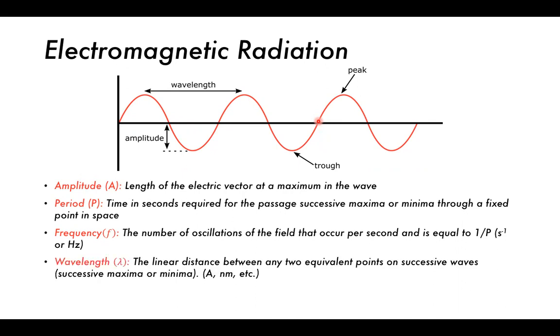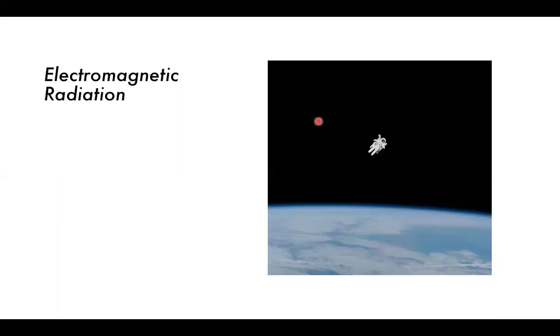So the wavelength is the linear distance between any two equivalent points on successive waves, successive maxima or minima. It actually doesn't even need to be the maxima or minima. It just needs to be the same point on the wave. And it's literally a distance. Then wave speed is given by this equation here, where velocity is equal to the frequency times the wavelength.